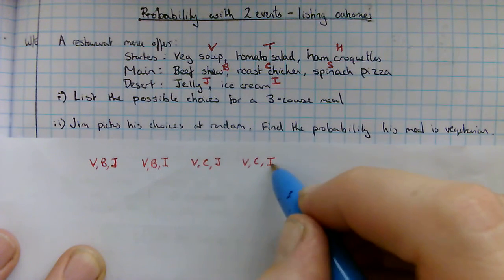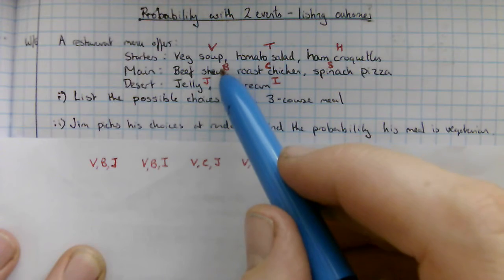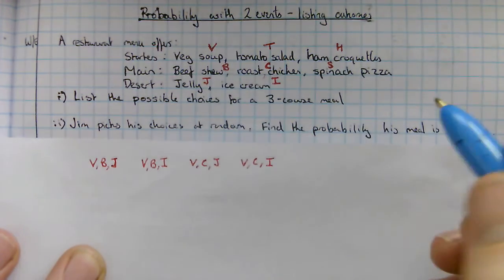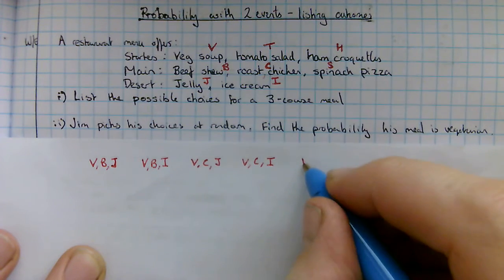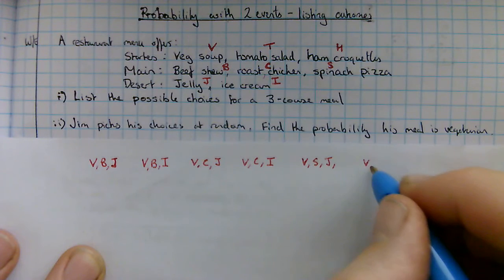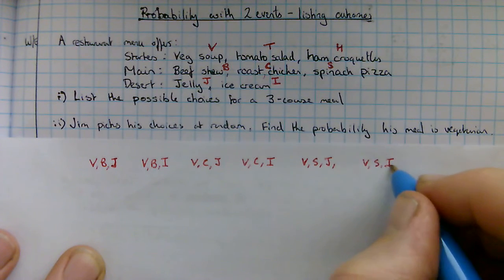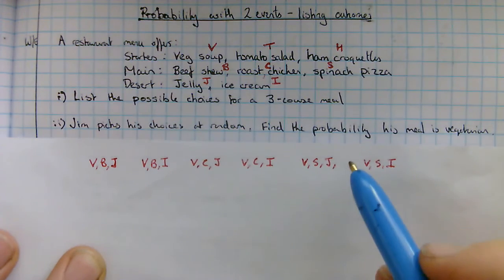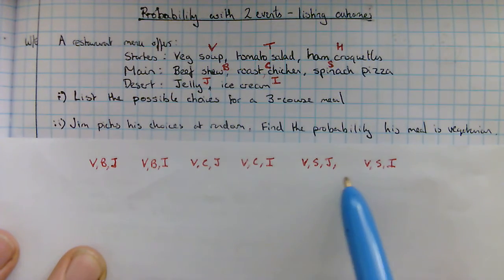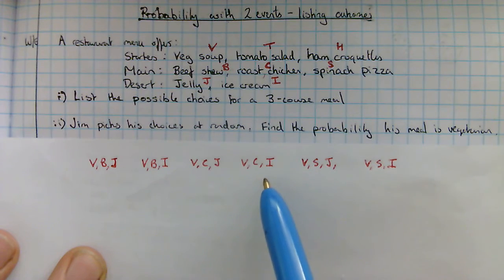So I'm still on veg soup, then I've got the chicken, then the jelly, and then I've got veg, chicken, ice cream. I've now done everything with the veg soup and the beef. I've done everything with the veg and the chicken. I've now got to do everything with the veg and the spinach pizza. So VSJ and VSI. I've now done everything I can which involves the veg soup. So there's 6 possible combinations which involved having the veg soup.